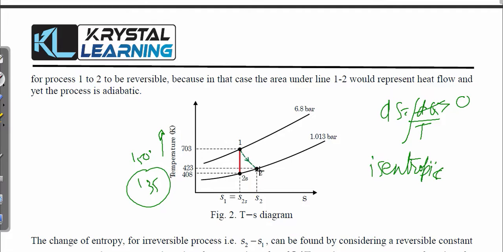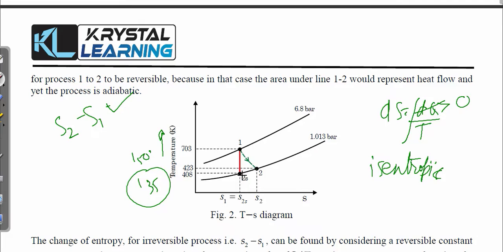So we will join this path, and this path is shown by a dash line. Dash lines are shown for the irreversible path. Now we have drawn all the paths, and we have to calculate S2 minus S1. This is asked, but we don't know any formula for this, so we have to devise a path that is reversible.